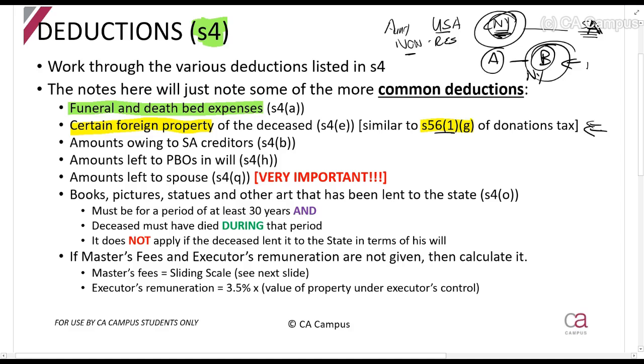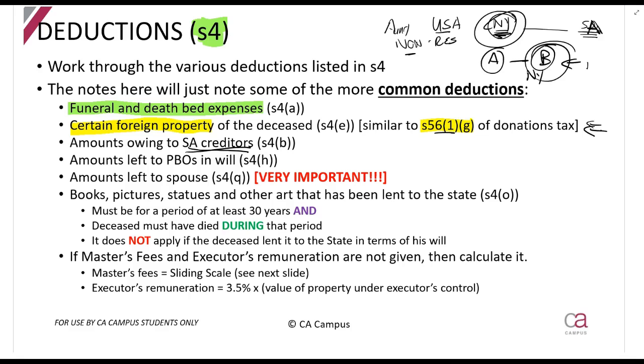Then, any amount which I owe to South African creditors. So I owe the bank money for my mortgage on my house, I owe a clothing store some money on my account, I owe SARS money for income tax. All of those will be deductions from my estate, because they're going to have to be paid.